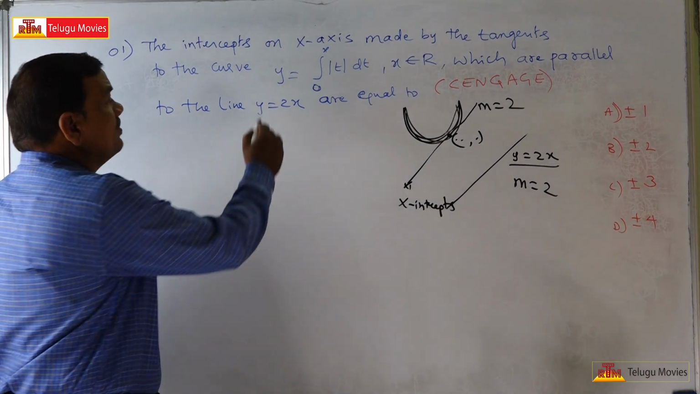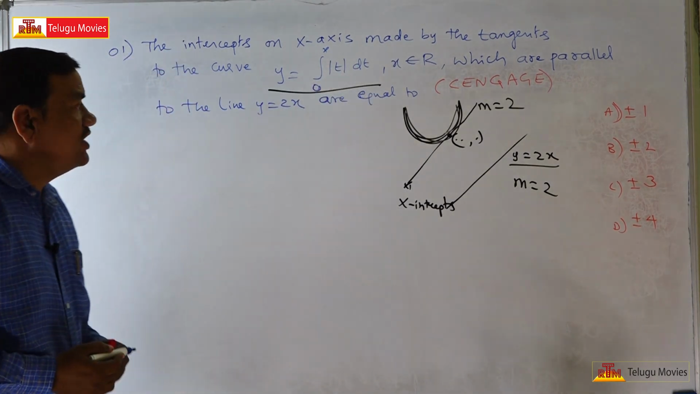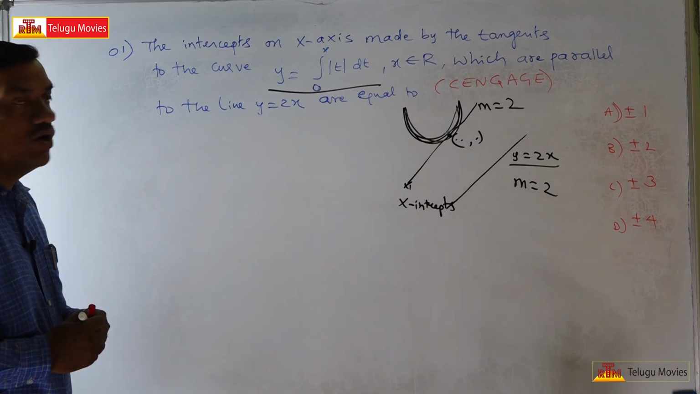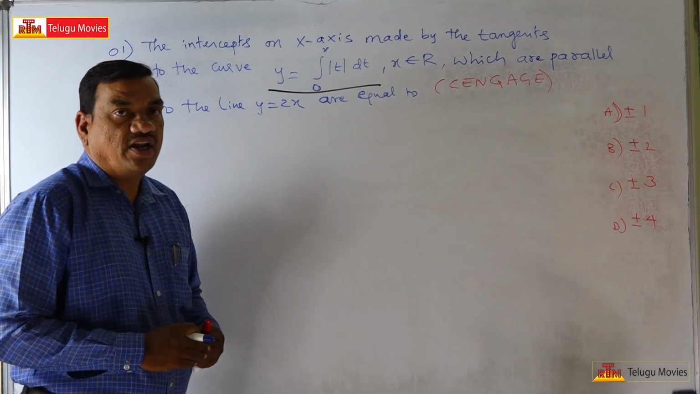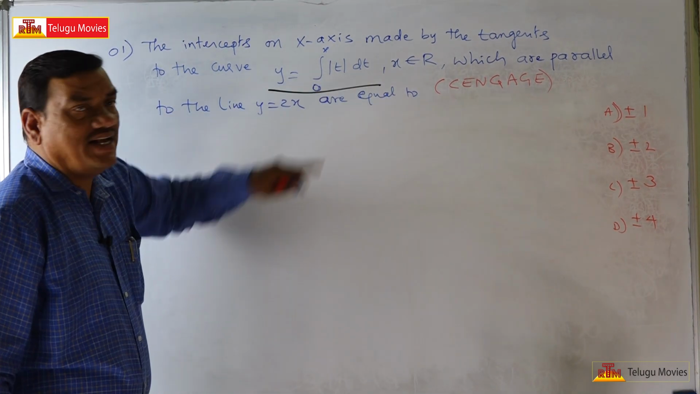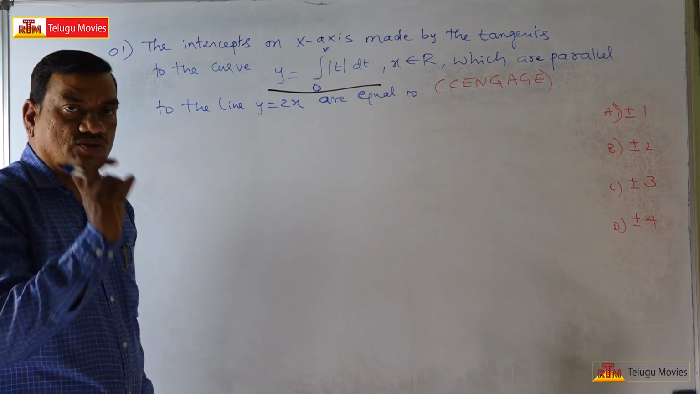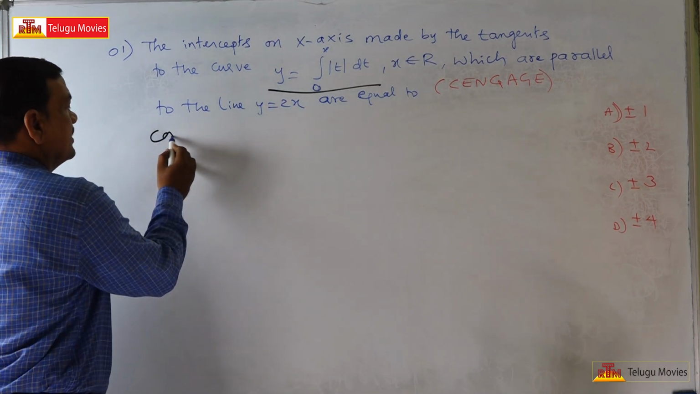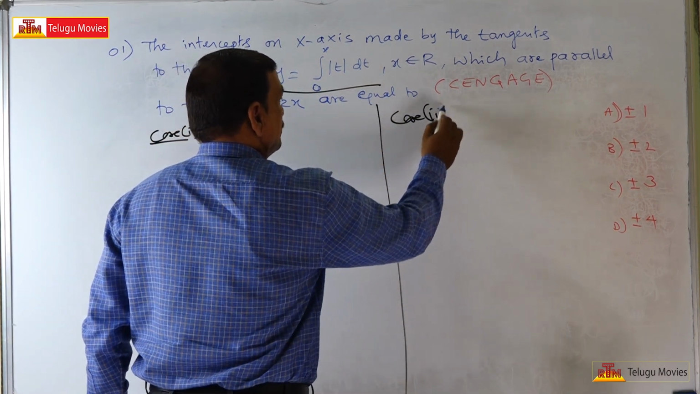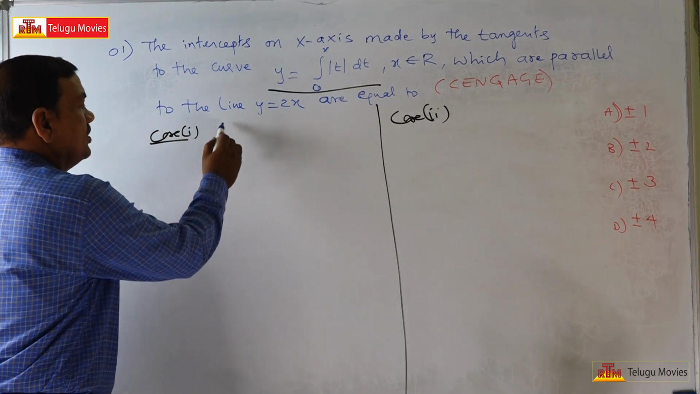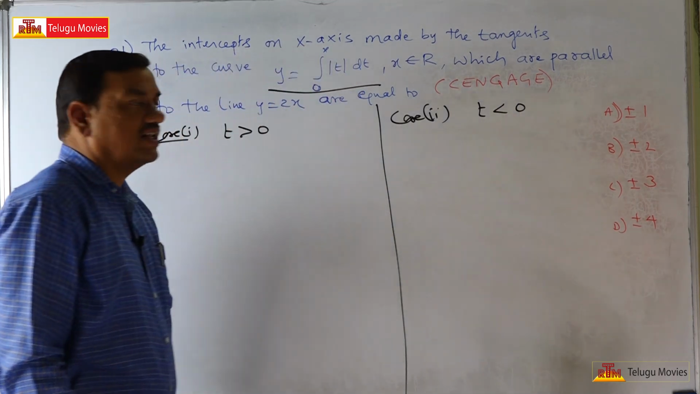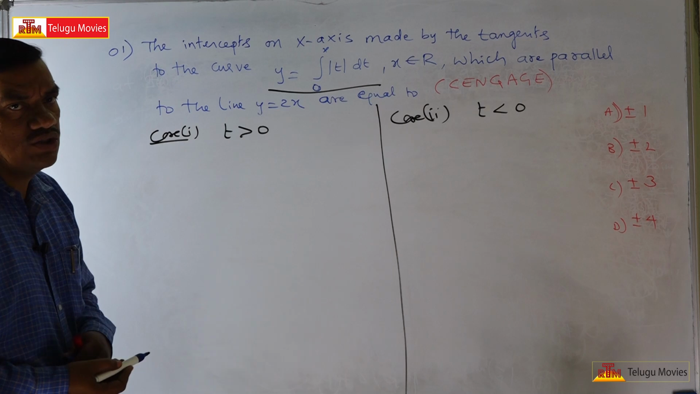The equation of the curve is not given directly. It is given in the form y equals integral 0 to x of modulus of t dt. So first of all, we will find the equation of the curve. Whenever modulus of t is given, two cases arise: t greater than 0 or t less than 0. Of course, t may also be equal to 0.